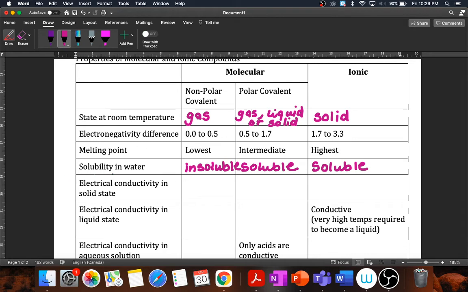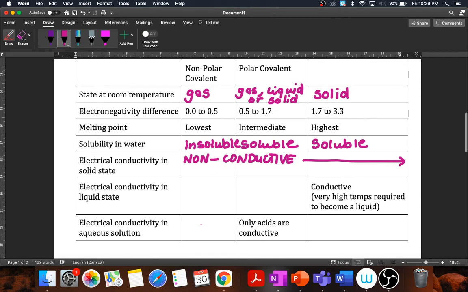Now, electrical conductivity in the solid state. Think about what electrical conductivity entails. It has to allow for electrons to travel through it, and because of this, you need ions present. And none of these different compounds in its solid state allow for electricity to pass through it. So I'm going to write here non-conductive, and that applies to all of them.